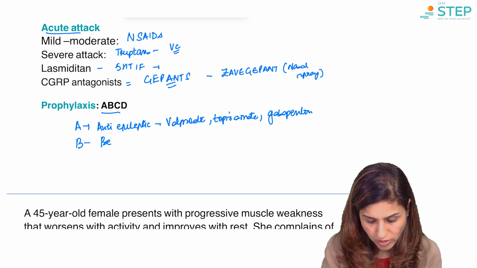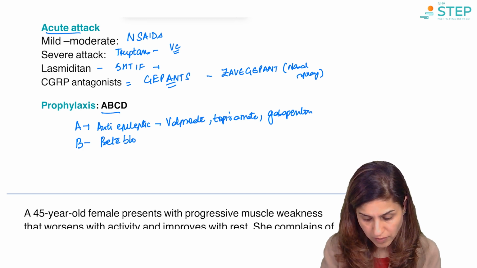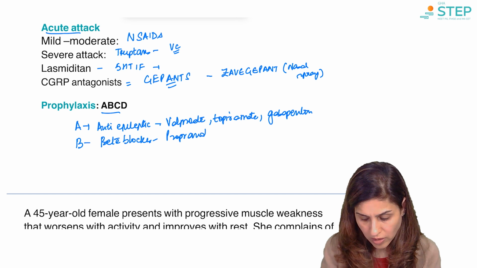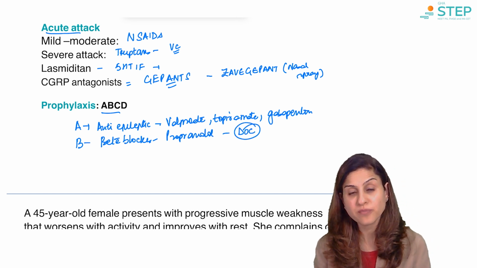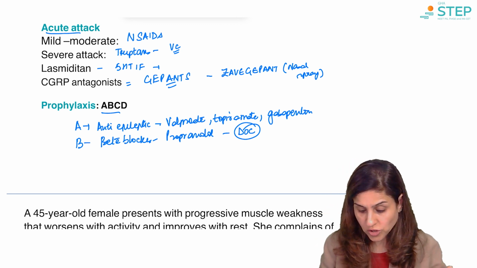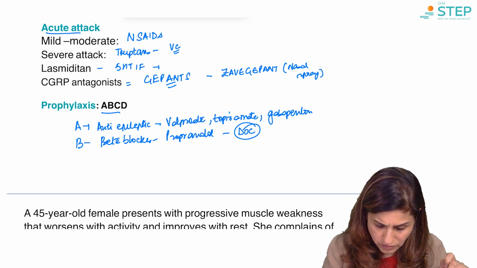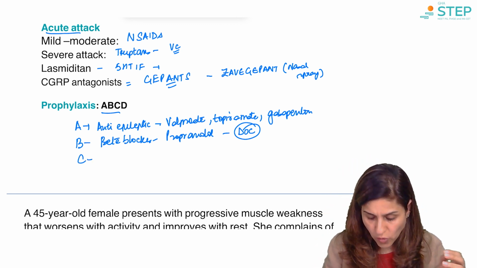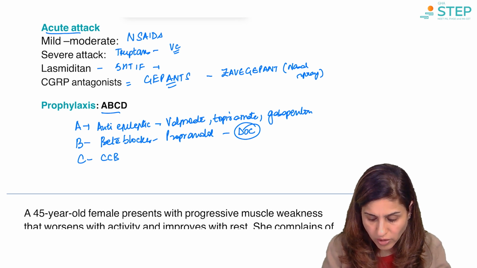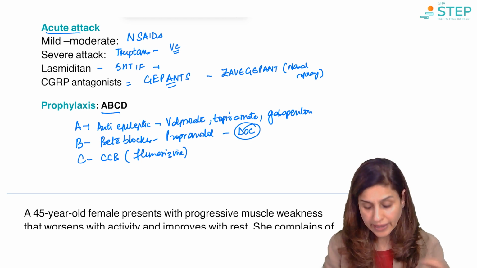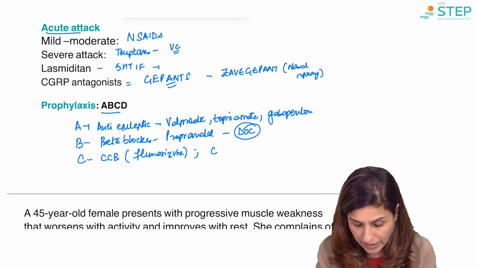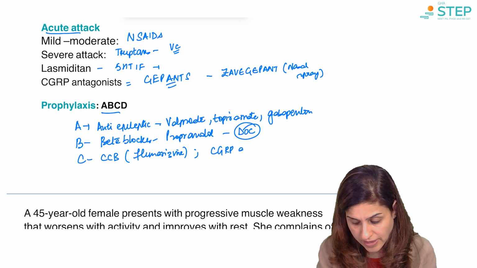B is your beta blockers, and propranolol is the drug of choice for prophylaxis of migraine. To avoid any further or future attack, we give propranolol. C stands for calcium channel blockers, like you can have flunarizine, which is specifically used for migraine. And we have CGRP antagonists here also.